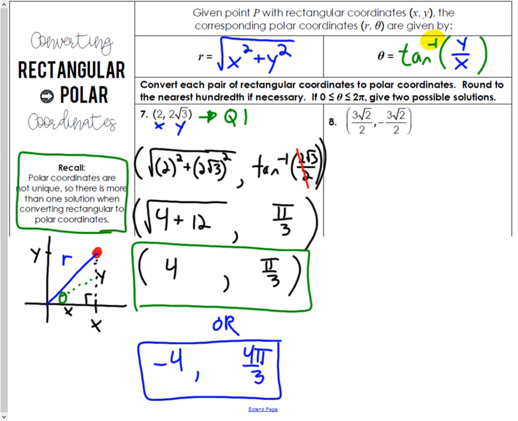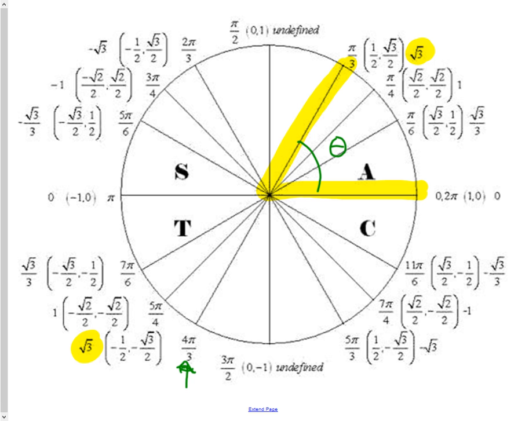If you have angles that are 180 degrees apart, you can wind up with the same point. You just need to change the sign of your r value. So just kind of a weirdness that shows up with polar coordinates there. You could have done this using this angle as well.